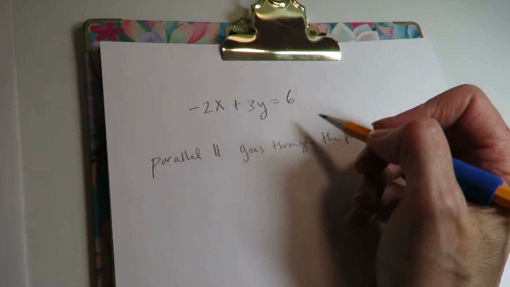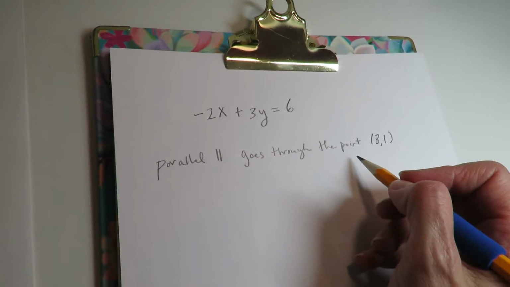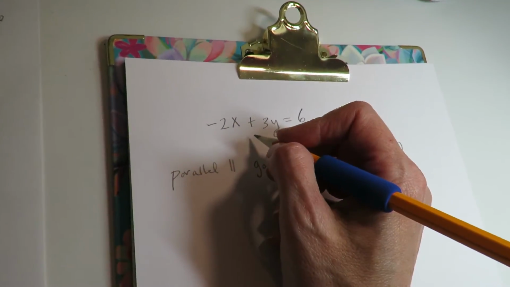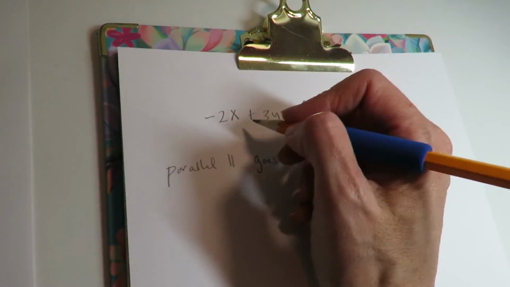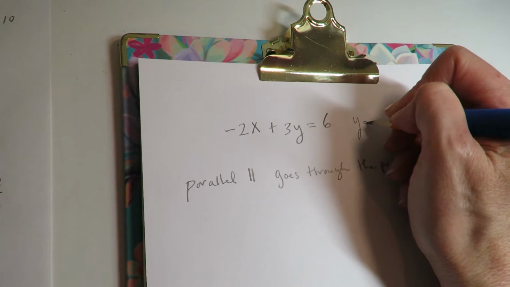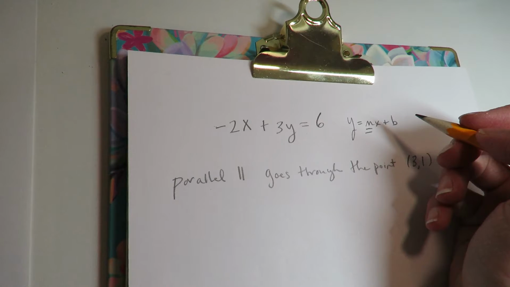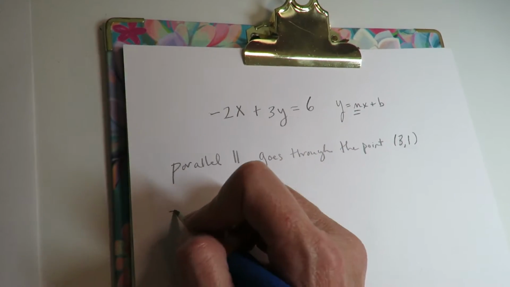Okay, so this is the line we're given. We want to make something parallel to it that goes through the point 3, 1. So the first thing we have to do is figure out what is the slope of this line. To figure out the slope of this line, we want to put it in the form y equals mx plus b so that we can see what m is. All right, so that's what we'll do first.